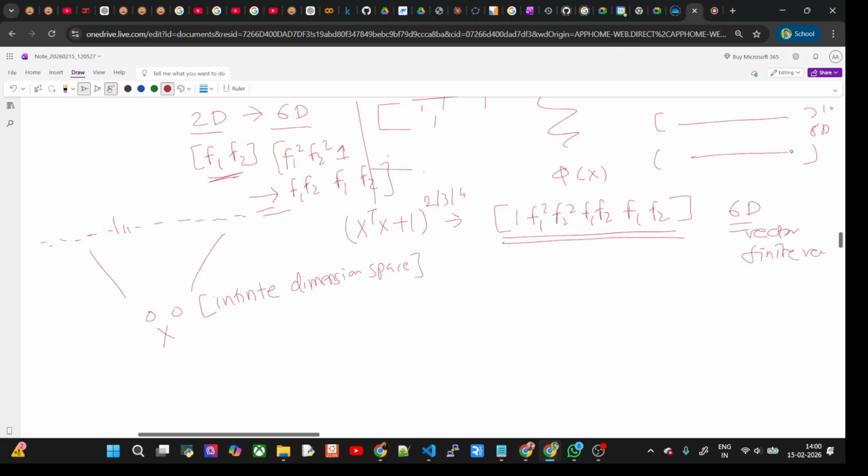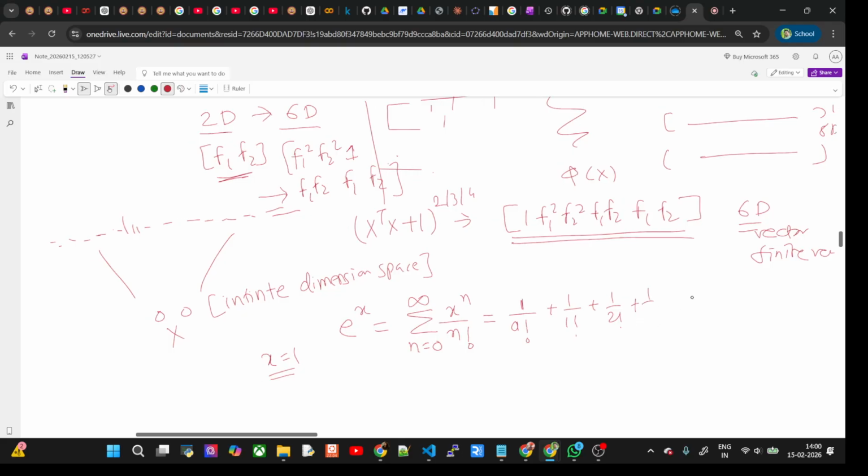So how can you say this? If you see the example of the exponential, the normal exponential formula is actually the sum from n equals 0 to infinity of x raised to n divided by n factorial. Consider x is equal to 1 as of now. So what will happen? 1 upon 0 factorial first, plus 1 upon 1 factorial, plus 1 upon 2 factorial, plus 1 upon 3 factorial, and it's going on.